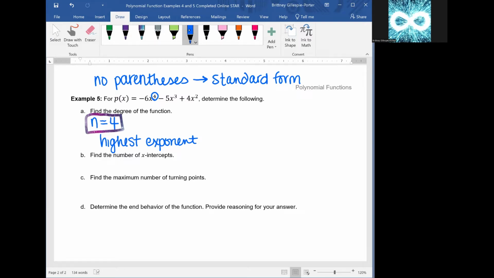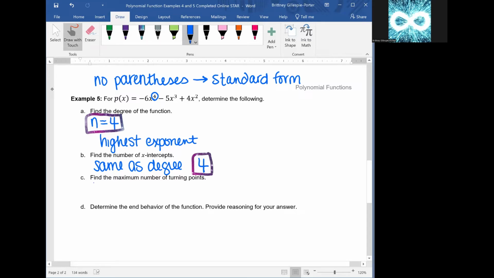The number of x-intercepts is the same as the degree, which means, again, our answer is 4. Our max number of turning points is n minus 1, where n is our degree. So we're going to have 4 minus 1, which gets us 3 turning points max.